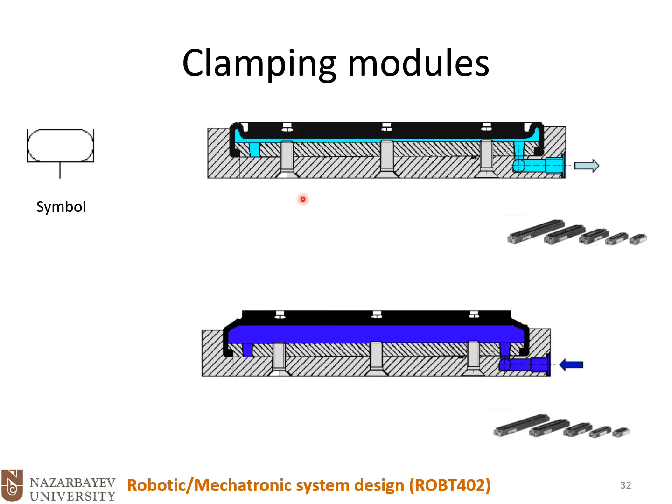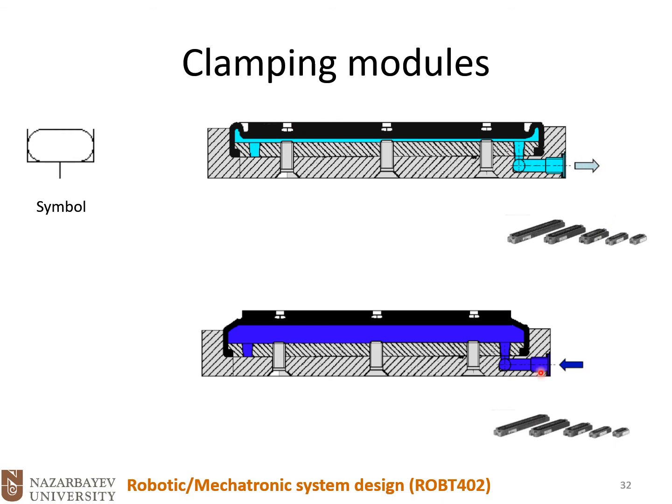So they are used in clamping modules. As you could see, the symbol is very similar. We have this flexible plastic band at the top. These are the real applications and parts, industrial parts.